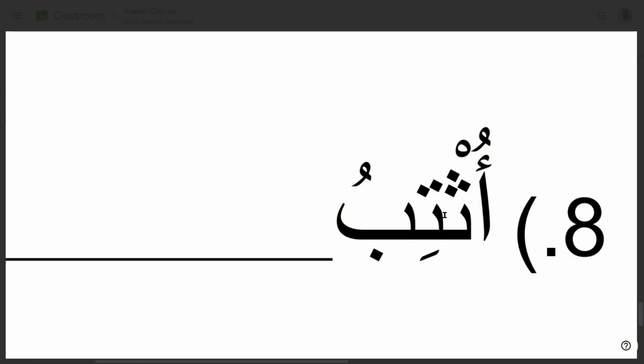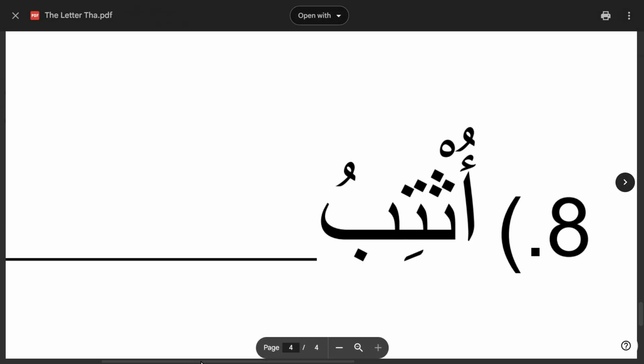Uthtibu. Alif, dhamma, U. Tha, sukun, Uth. Ta, kasra, ti. Ba, dhamma, Bu. Uthtibu. Uthtibu.